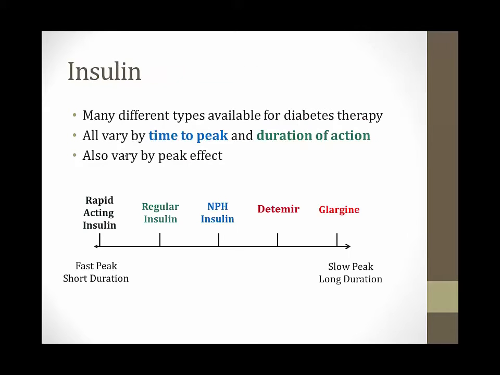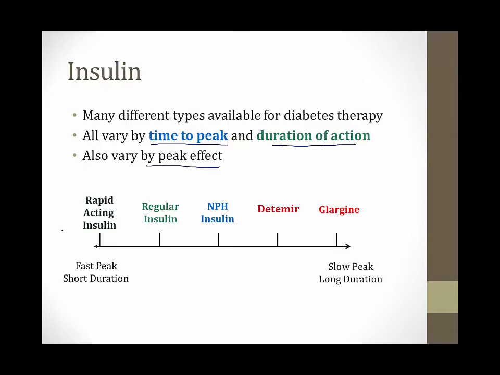There are many different types of insulin that are available for the treatment of diabetes. Almost all of them are administered as a subcutaneous injection by the patient at home. As we will see, some of them are absorbed from the subcutaneous tissue very rapidly, and therefore they quickly exert their effect and then wash out of the body. Others are absorbed very slowly, and therefore they can exert their effects over long periods of time, potentially even over an entire day. So all the different types of insulin vary by their time to peak effect and their duration of action. They also vary by how high their peak effect is. We'll talk about that in a minute.